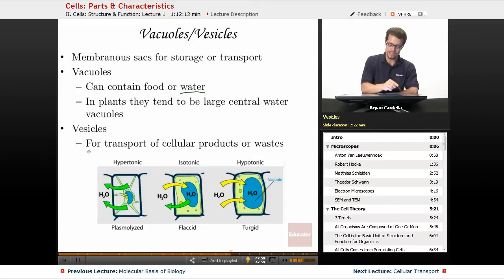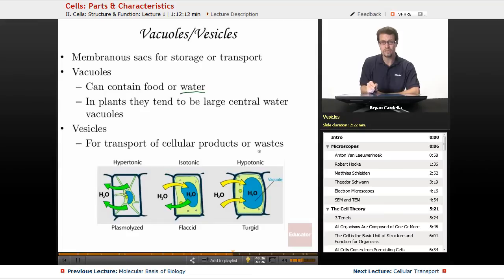Now with the vesicles, structurally the same border in terms of that little phospholipid sac. It's for transport of cellular products or wastes. So a vesicle can go from the ER to the Golgi, bringing a protein to the Golgi to get modified, packaged, transported. From the Golgi to the plasma membrane, like I said earlier, it could contain hormones that need to be dumped out, and that vesicle will fuse with the plasma membrane.